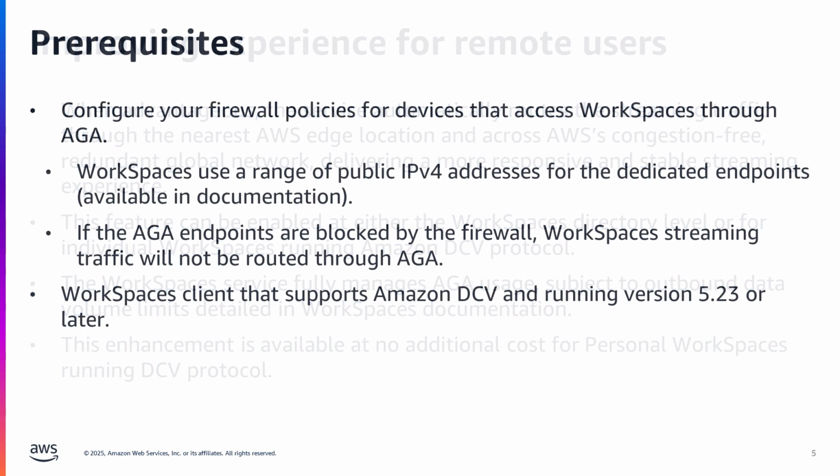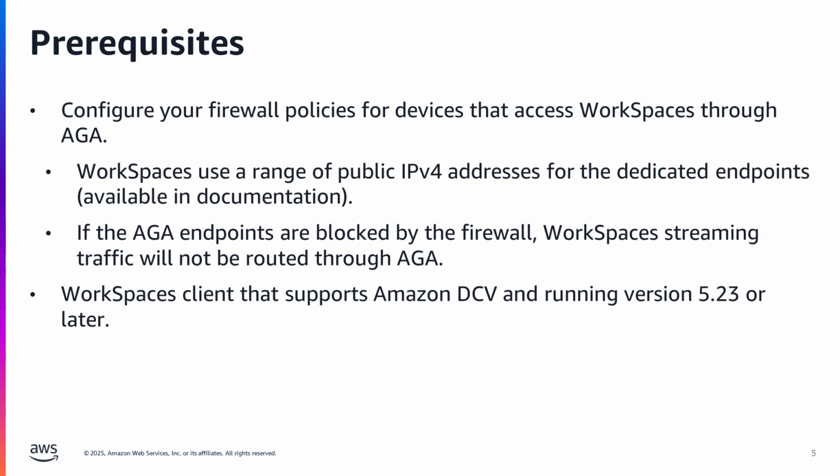Now, there are a couple of prerequisites you need to be aware of. One is you want to make sure that the desktop firewall or the network firewall does not block IPv4 addresses for the AGA endpoints. The other prerequisite is that the WorkSpaces client connecting to the workspace is at least version 5.23 or later, and it supports the DCV protocol. With that, let's jump into the demo.